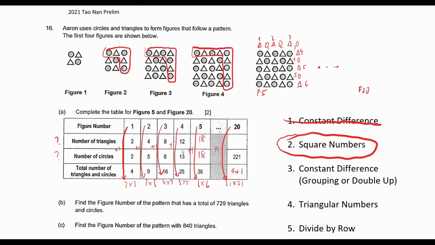Since they have given us the number of circles, we can just subtract the 221 from 441 to get 220, which is the number of triangles.